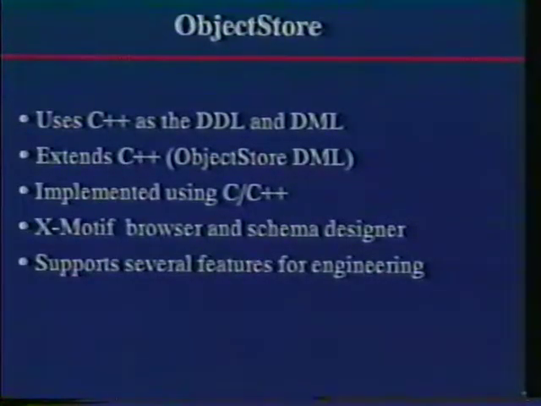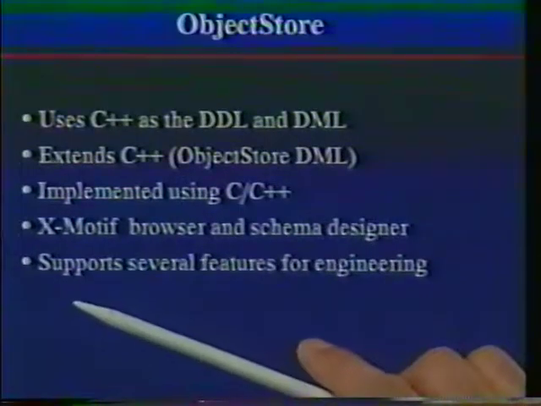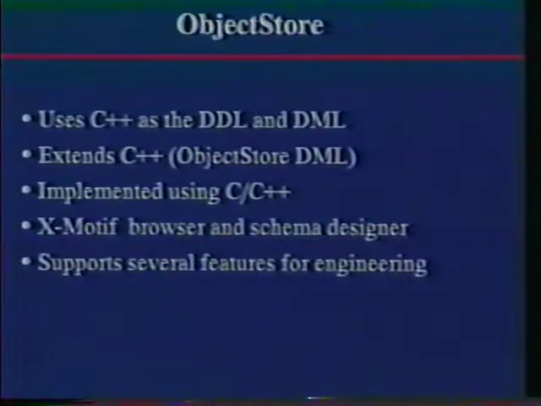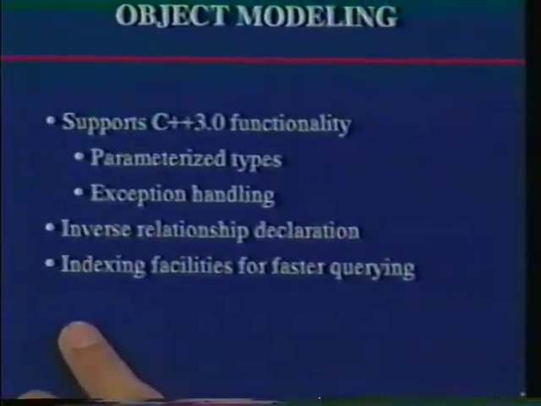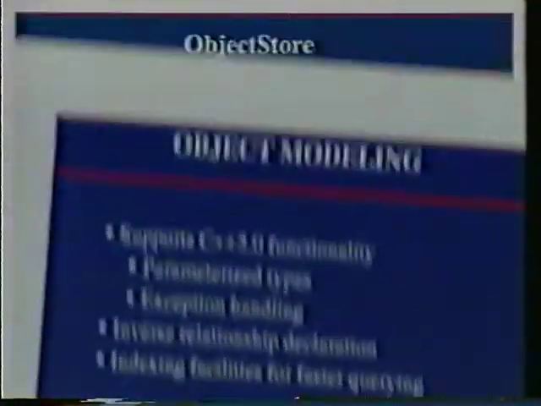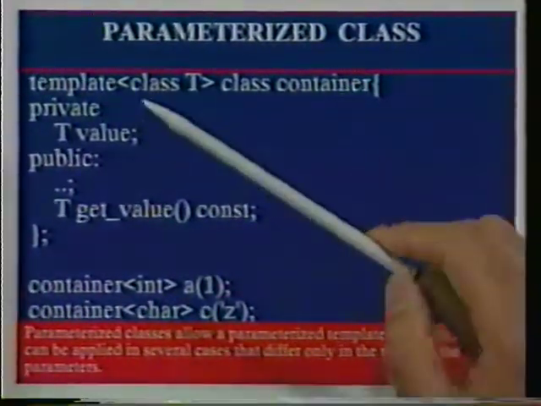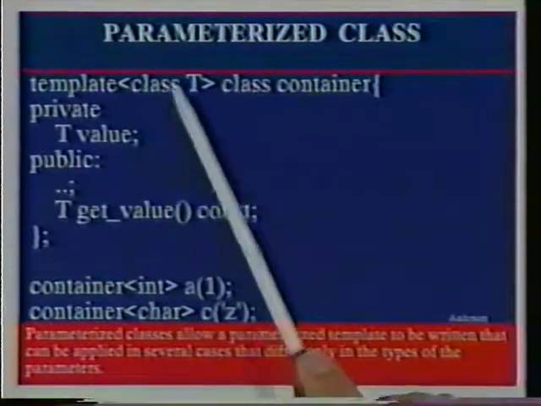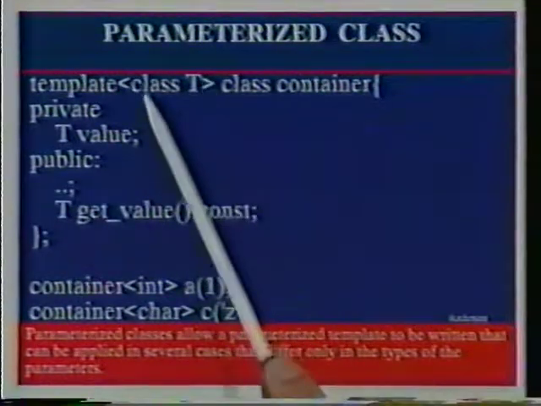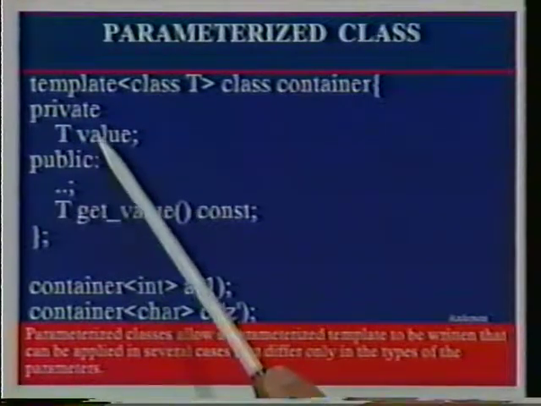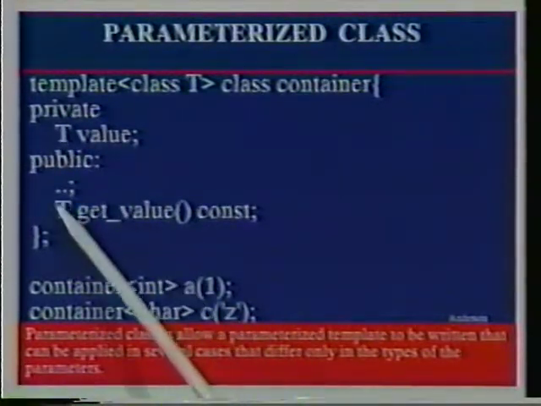Object Store uses C++ as the data definition and the data manipulation language, and it has a number of features which are extensions of C++. Object Store supports parameterized types, and by parameterized types, this is what I mean. For example, here we have a template class. The way we declare this is we have a template class, with angle brackets, class T, and then this is the class container, and the value is of the type T. When you get value, it's also of the type T.